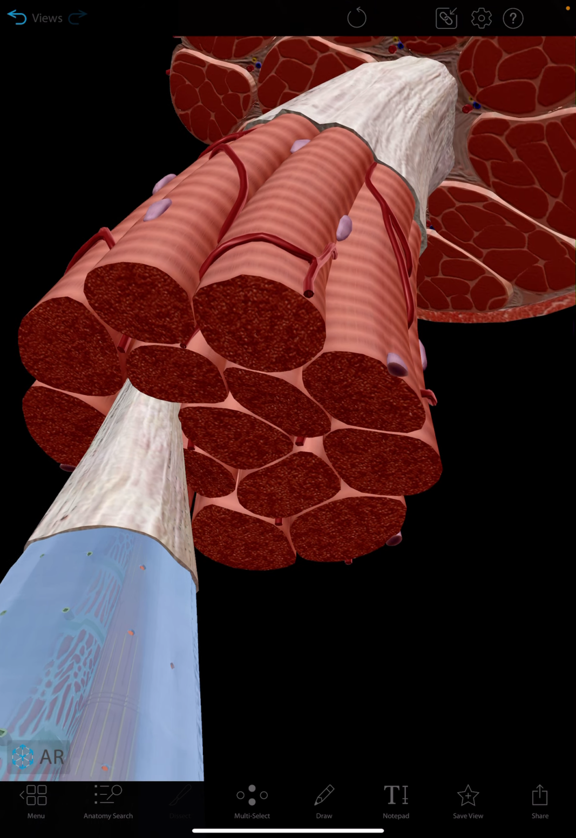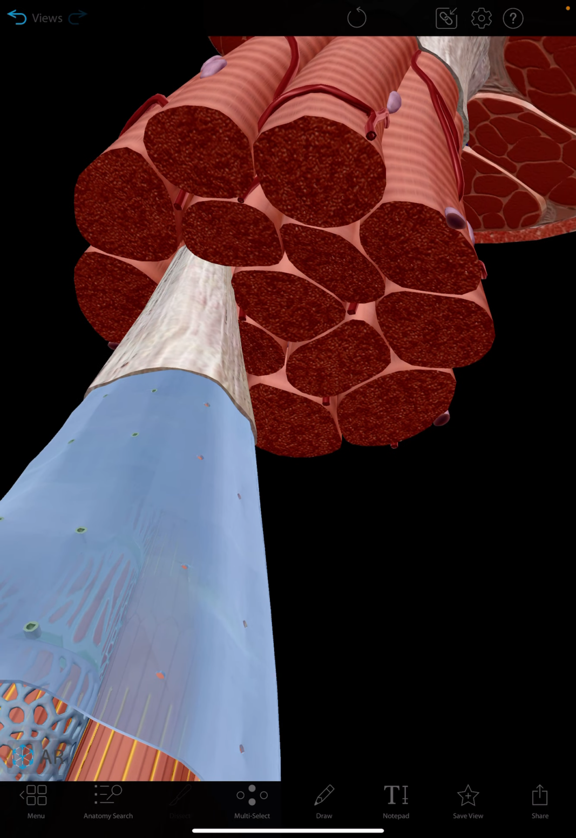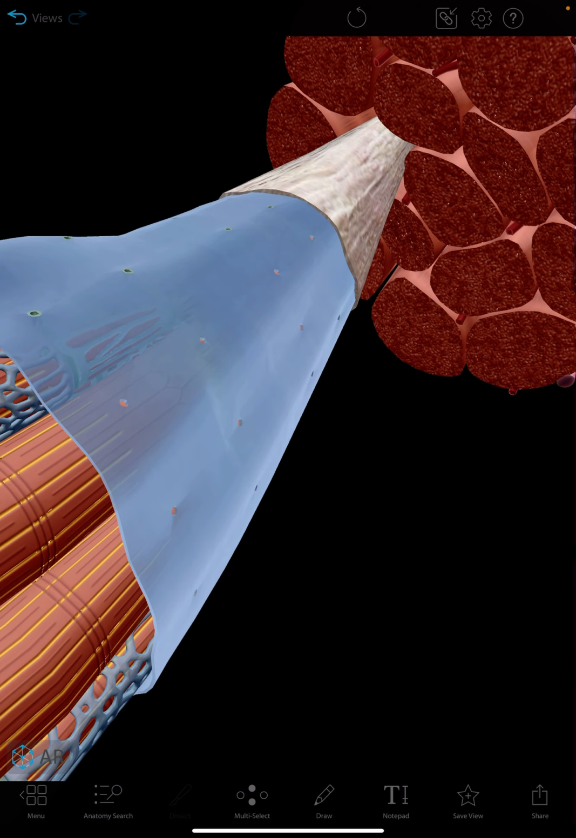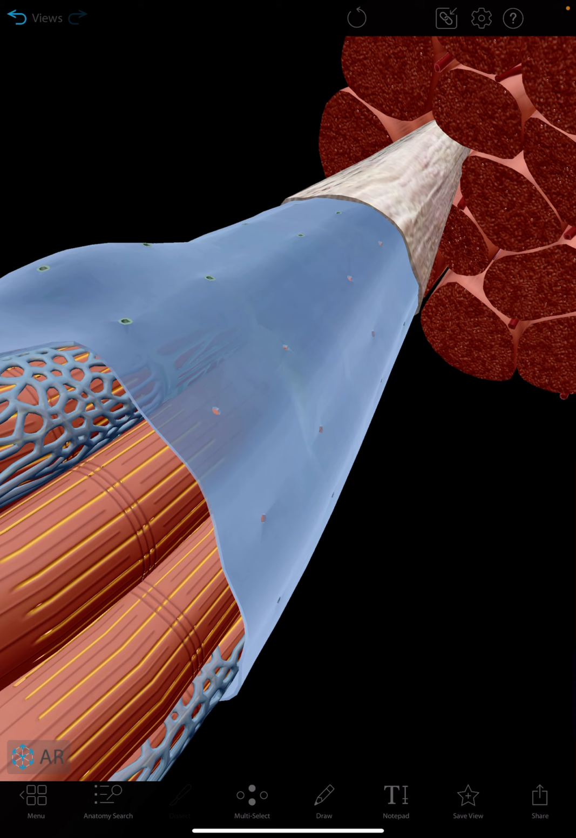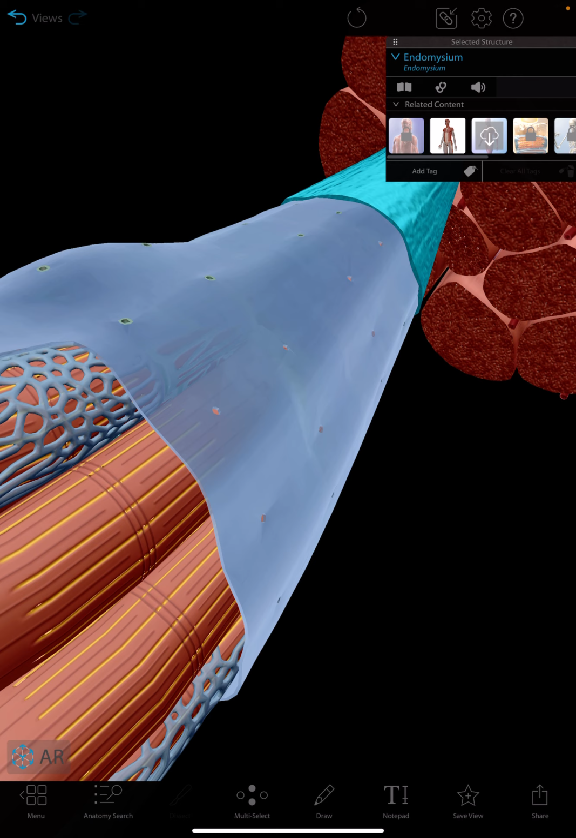If we continue down, you can see one individual structure pulled out, coming towards you on the screen. That is an individual muscle fiber. Surrounding the muscle fiber, you have the endomysium. So around the muscle you had the epimysium, around the fascicle you had the perimysium, and then you have the endomysium around the individual muscle fiber.